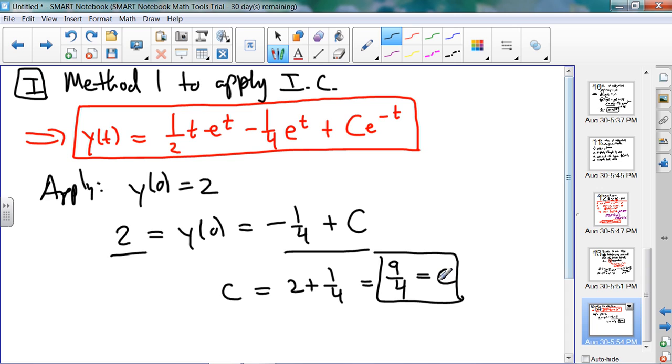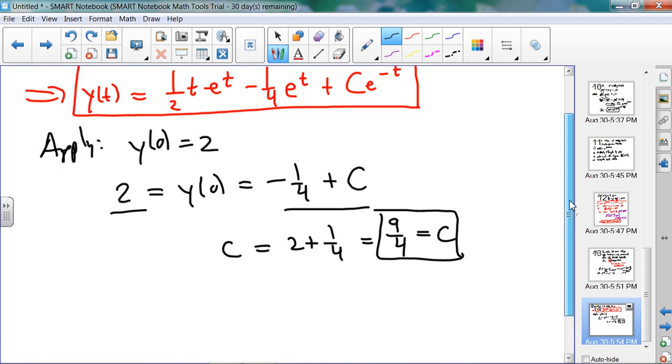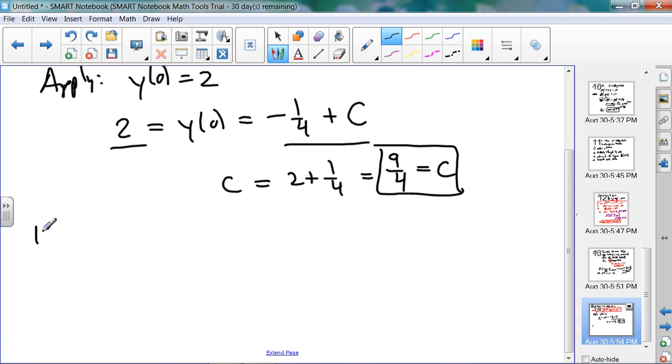And the final answer, the actual answer for this initial value problem now, is this function, except with a 9/4 right here. Great, so there's a second method to apply the initial condition that we can use to solve for c.